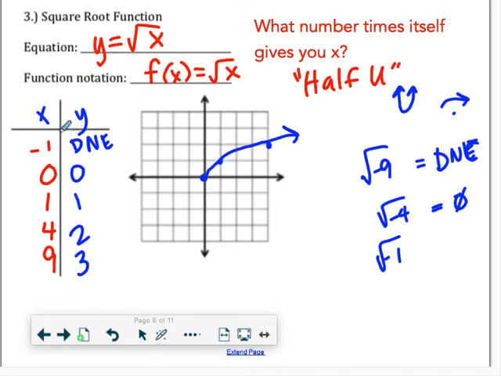And again, the negative values don't exist, and that's why our U doesn't continue down here or over here anywhere. Okay?